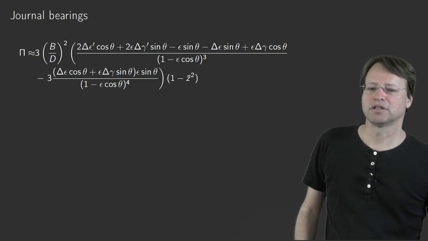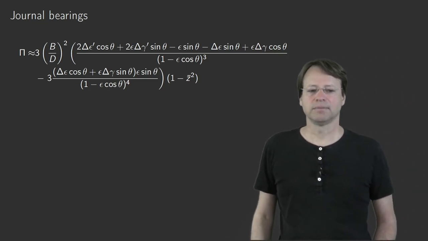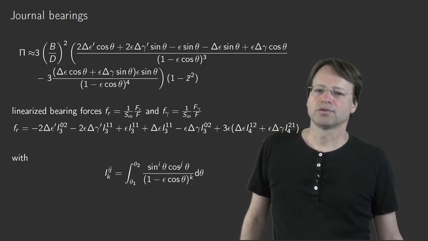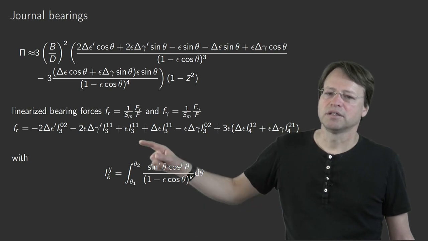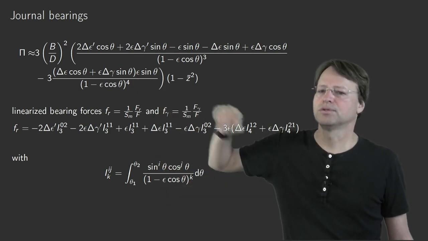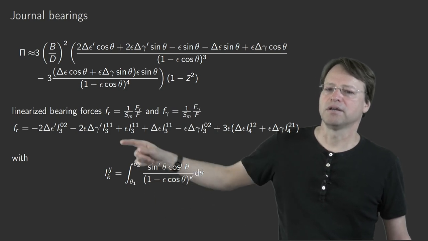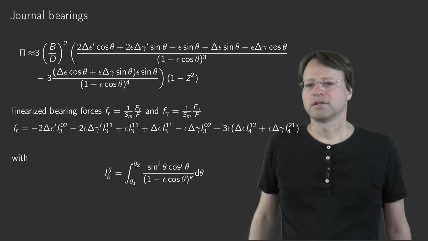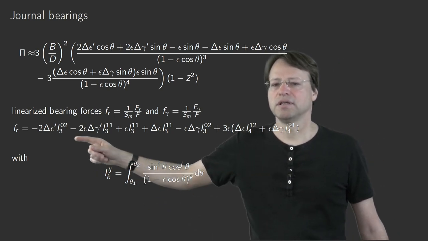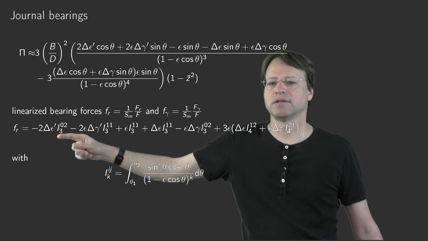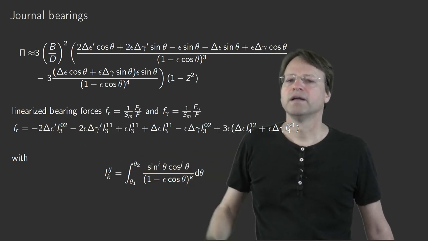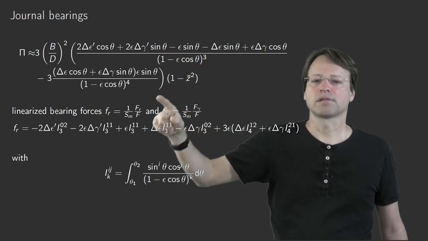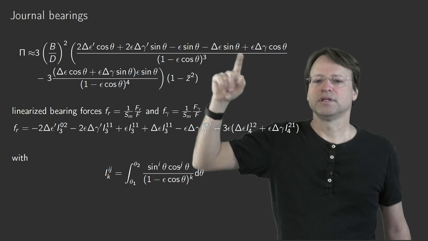So this would be the expression for pi. We linearize, or we compute the linearized bearing forces then, and we get these expressions. If we sort everything, I will skip that, I think. So if you look at f sub r, you will multiply by cosine theta, and then you will get, for example, here for delta epsilon, minus 2 delta epsilon I3O2, and so on. And then you get here I311, again an I311.